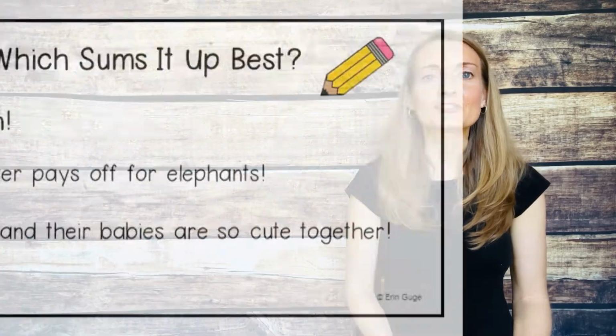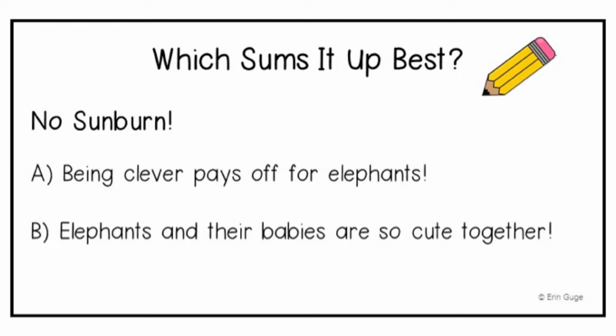And now let's look at these two sentence choices and decide which one best sums it up. Choice A says, being clever pays off for elephants. And choice B says, elephants and their babies are so cute together. Which is better? Whisper A or B.